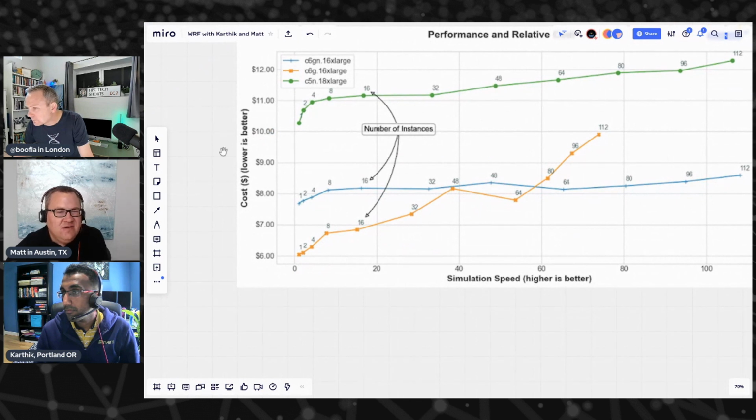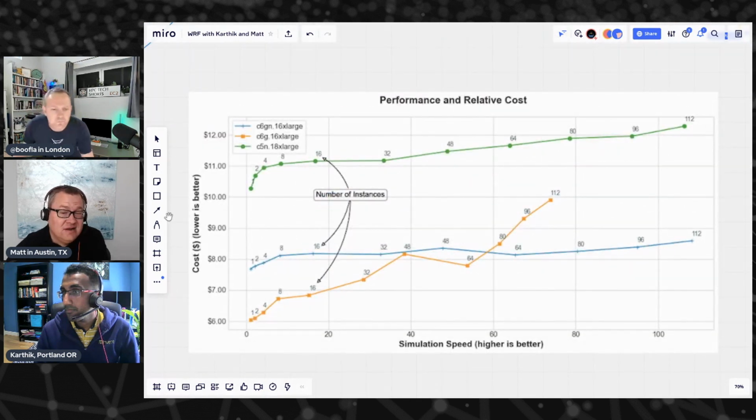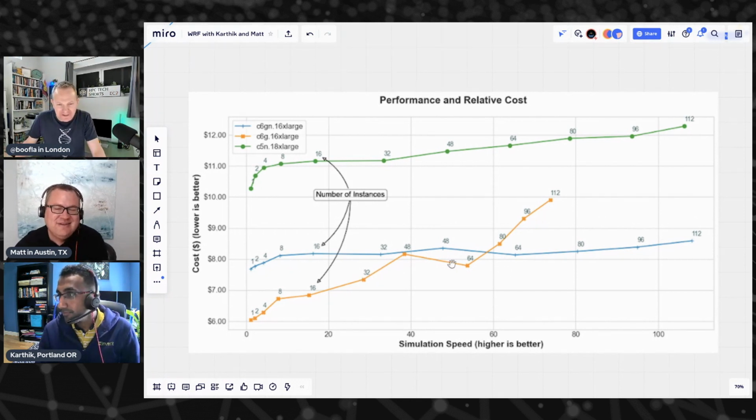If you really want to go kind of slow, like you want to forecast only an hour in an hour's time, then you would choose, in this case, the orange line, which is the C6g, because you're really not going to need the EFA performance.